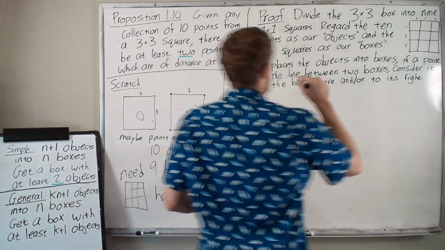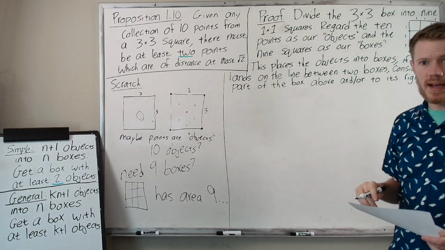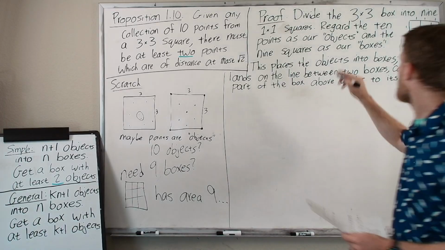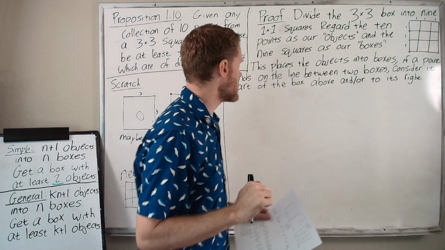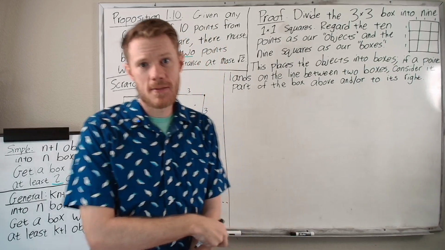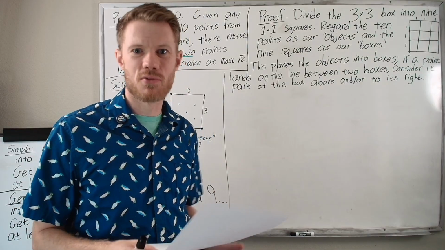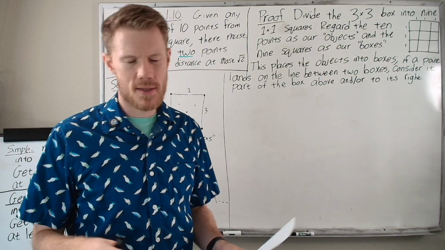Okay, so we've chopped up our 3 by 3 square into 9 1 by 1 squares. And then we said regard the 10 points as our objects and the 9 squares as our boxes. Especially for these early Pigeonhole principle problems, it's good to do this: say what your objects are, what your boxes are.